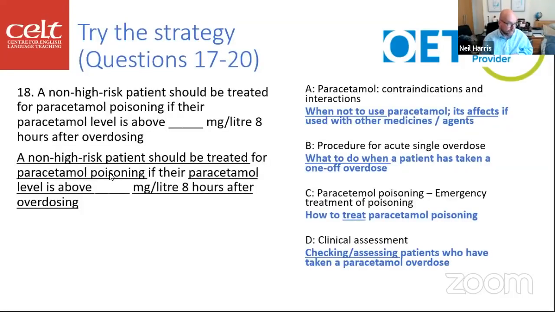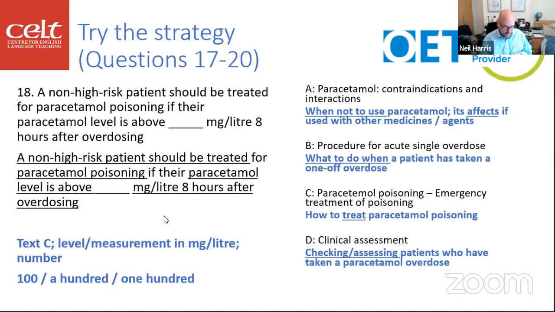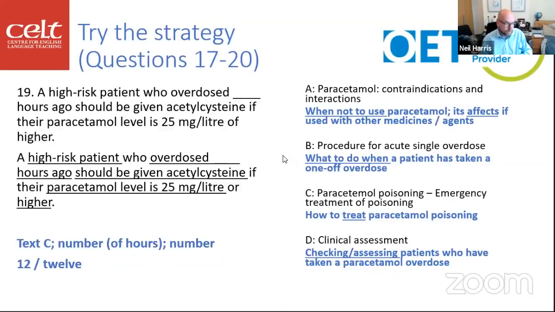Paracetamol poisoning is an important point here. So we're looking for non-high risk patients, and they're also looking for the paracetamol level. And we've got is above milligrams per litre. So we're obviously looking for a measurement, a number in milligrams per litre. We're looking for a number. Text C seems to be a sensible match. And then the answer here is 100. Good. Okay. I'm going to move forward so you can see the answers to question 19.